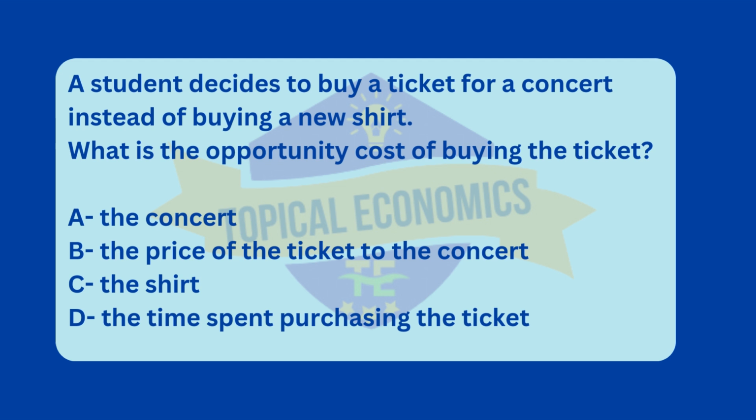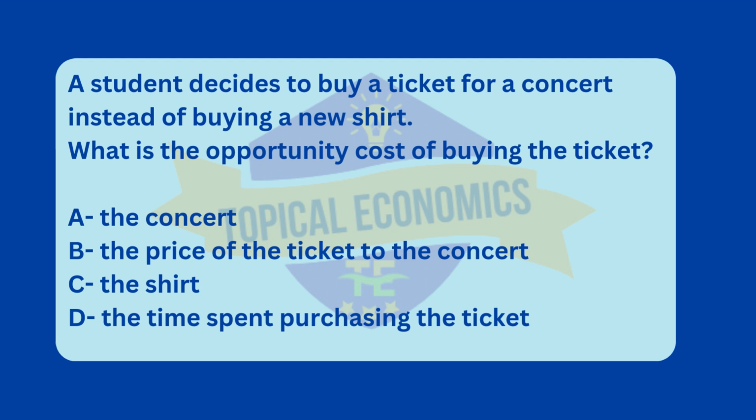A student decides to buy a ticket for a concert instead of buying a new shirt. What is the opportunity cost of buying the ticket? A. The concert. B. The price of the ticket to the concert. C. The shirt. D. The time spent purchasing the ticket. This question is from year 2018 February-March version 2 paper.